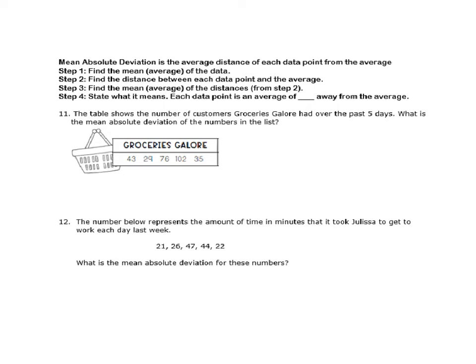Step 2 is find the distance between each data point and the average. Step 3 is going to be find the mean or the average of the distances. Step 4 is going to be state what it means, which is each data point is an average of blank away from the average. So question 11.